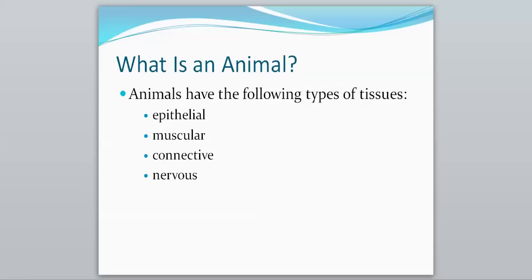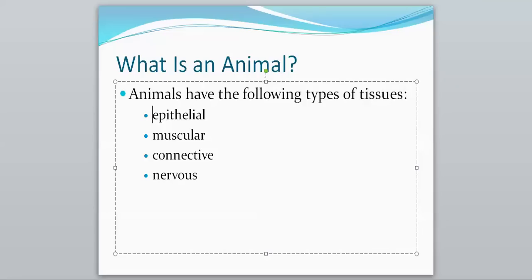And when we look at animals, we need to know that they have the following types of tissues. So there's 4 types of tissues, if you remember. A cell is the basic unit. A group of cells will make up a tissue. A group of tissues make up an organ. A group of organs make up an organ system. So there's 4 types of tissues: epithelial, muscular, connective, and nervous. So those are 4 types of tissues that are going to be found in most animals.